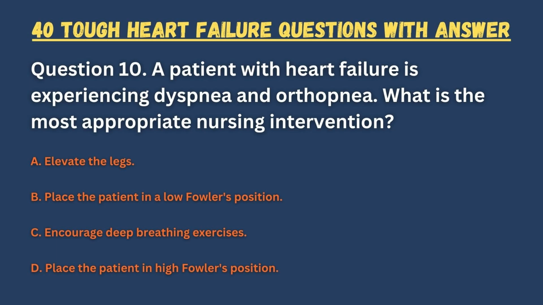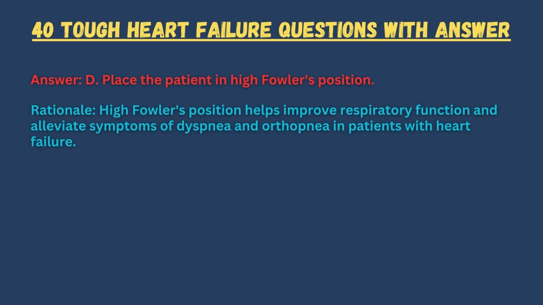Question 10. A patient with heart failure is experiencing dyspnea and orthopnea. What is the most appropriate nursing intervention? A. Elevate the legs. B. Place the patient in a low Fowler's position. C. Encourage deep breathing exercises. D. Place the patient in high Fowler's position. Answer: D. Place the patient in high Fowler's position. Rationale: high Fowler's position helps improve respiratory function and alleviates symptoms of dyspnea and orthopnea in patients with heart failure.